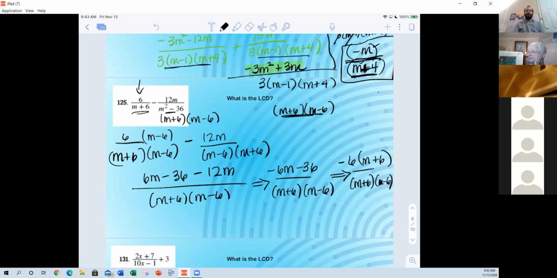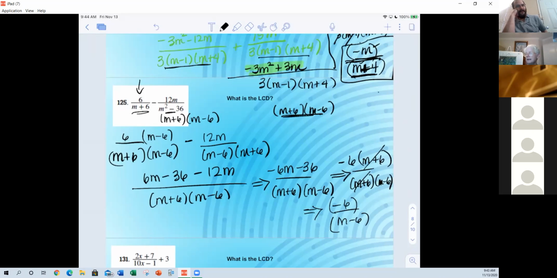Okay, and now what? And m plus 6 cancels out. Good. And you're left with negative 6 over m minus 6. Right. Awesome. And nothing will cancel from there, right? Right. Okay. Good.